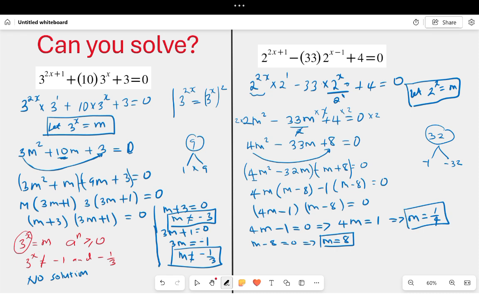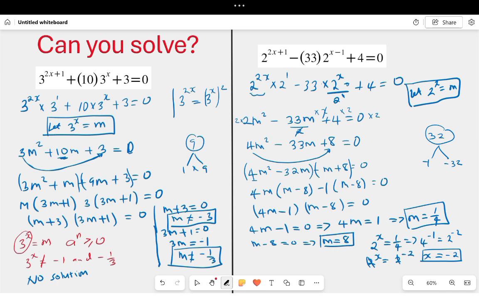But remember, our m was a result of the substitution of 2 to power x. So 2 to power x is equal to 1 over 4, which is 4 raised to power negative 1, which is also the same as 2 to power negative 2. Therefore, 2 to power x is equal to 2 to power negative 2. Cancelling the 2, our x will be equal to negative 2 as the first solution.